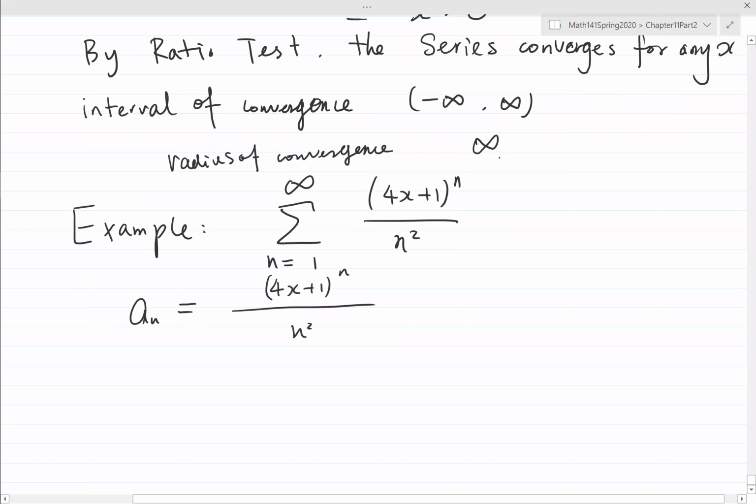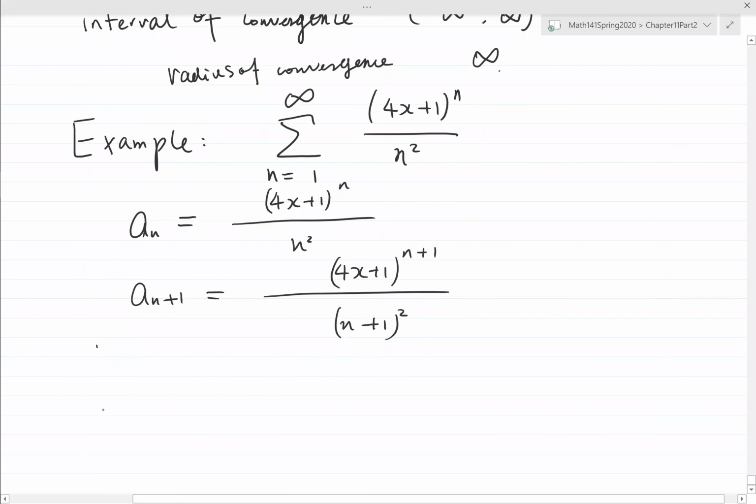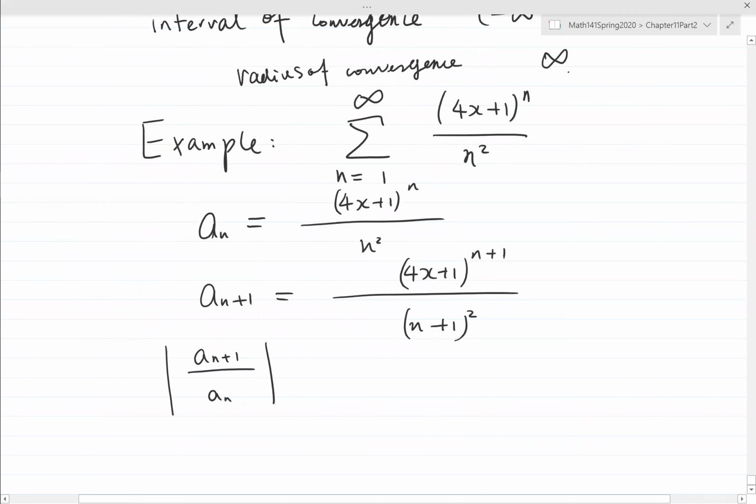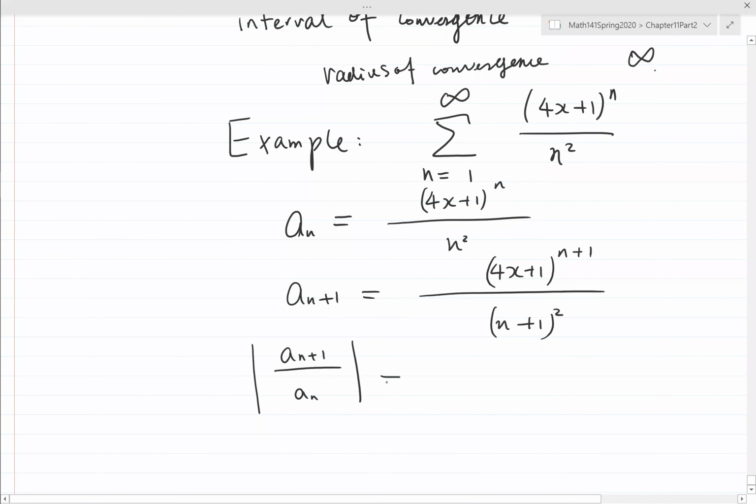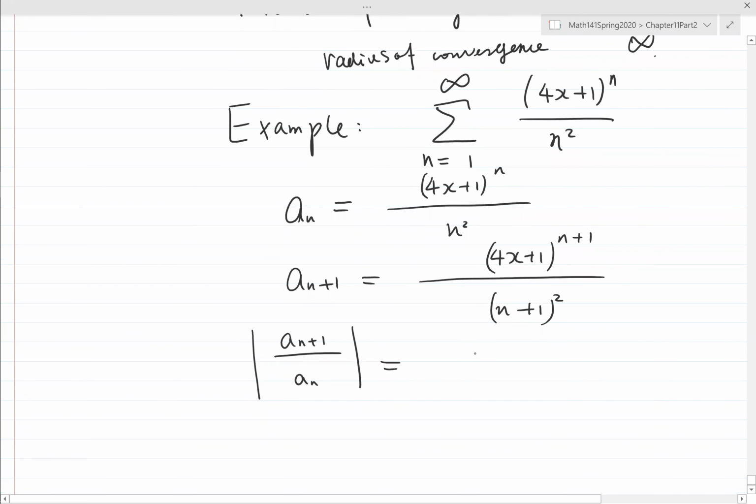And then we find their ratio. Replace n by n plus 1, the next term, (4x+1) to the power n plus 1. And then take their ratio. Okay, the ratio of this. Take the ratio. And this will be, so we keep a_n, and then flip: keep a_(n+1), flip a_n.